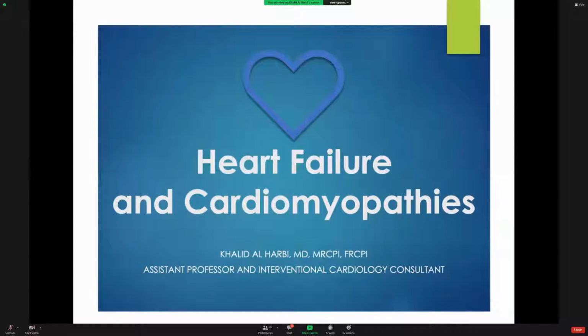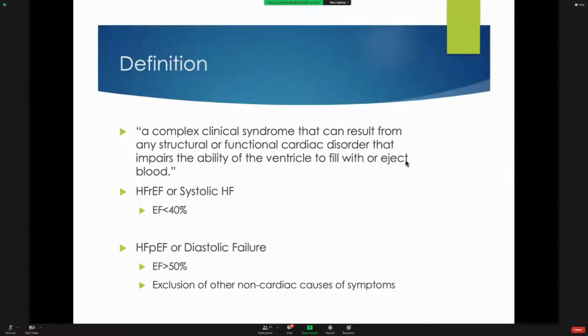So the heart failure and cardiomyopathy. Okay, so heart failure is what we call a syndrome, a complex clinical syndrome that results from either structural or functional cardiac disorder that impairs the ability of the ventricle to fill, as in heart failure with preserved ejection fraction, or to eject blood, as in heart failure with reduced ejection fraction.